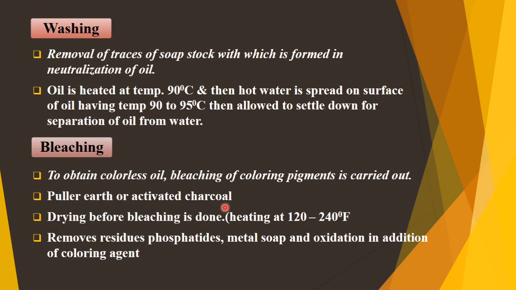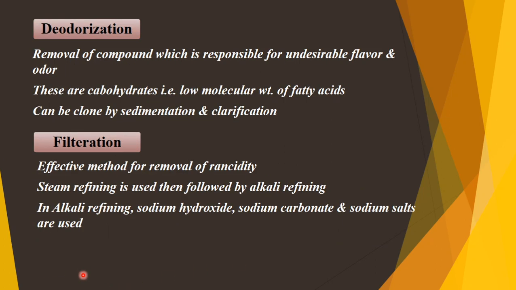So this instrument, the bleacher, is used for bleaching and this removes the residues that are phosphatides, metal soap, oxidation products in addition to coloring agent. Okay, these bleaching materials are generally used to remove the residues of phosphatides, metal soap and oxidation products in addition to coloring agent. Then deodorization.